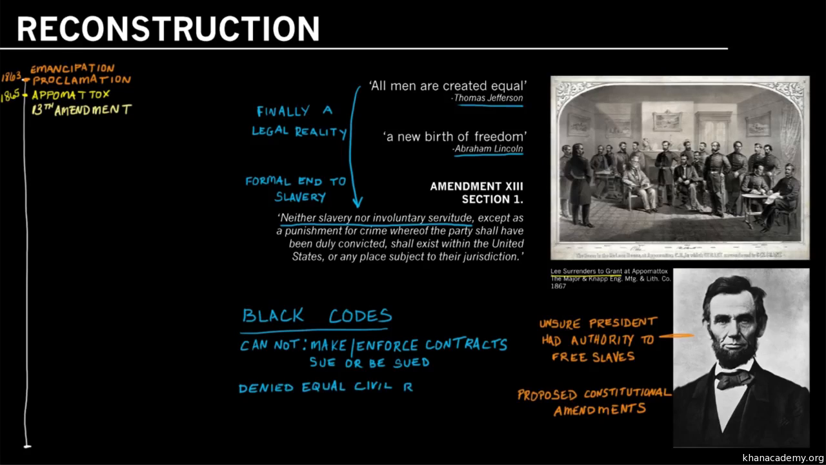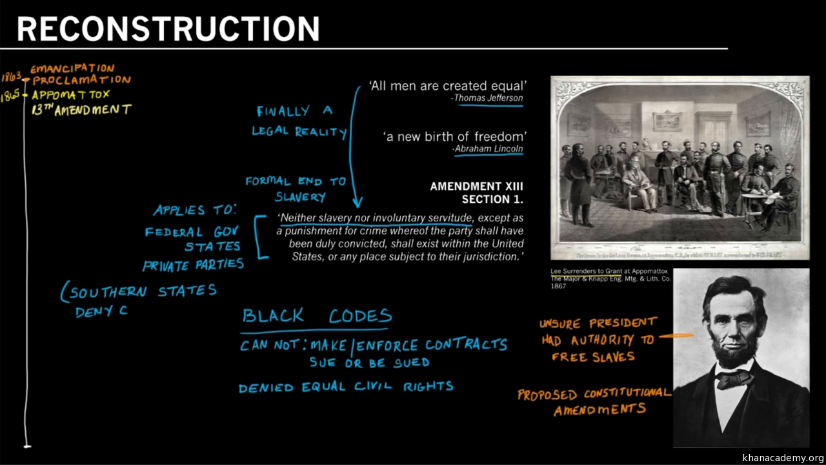So didn't the 13th Amendment apply also to the states or just to the federal government? The 13th Amendment does indeed apply to the federal government, to the states, and to private parties too. Private parties are forbidden from putting others in peonage or slavery. The problem is that the southern states just ignored it, and even though they had formally emancipated the slaves, they continued to deny slaves their equal civil rights. So how did Congress push back on that?